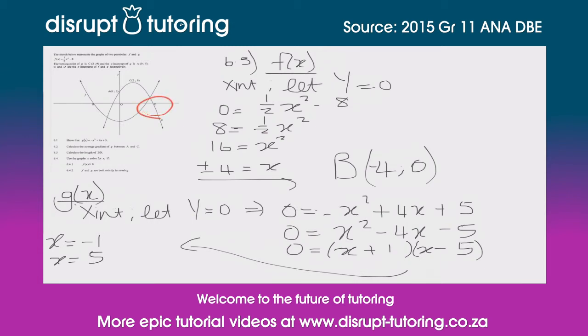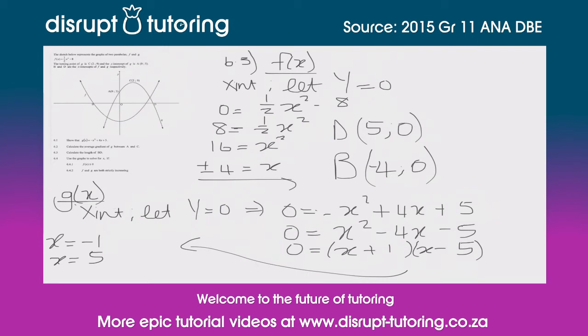So we're interested in point D, which is to the right of the y-axis. So therefore, D must be the point we're worried about. So therefore, D is equal to 5 and 0. Now we've got enough information to work out the distance between the two.